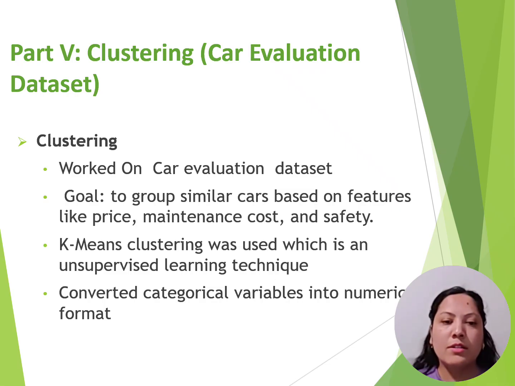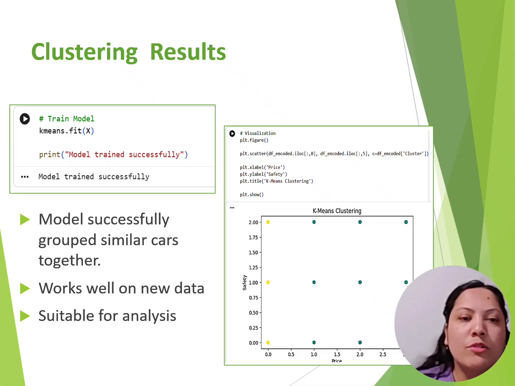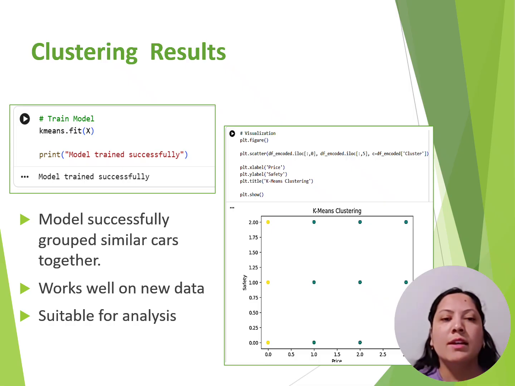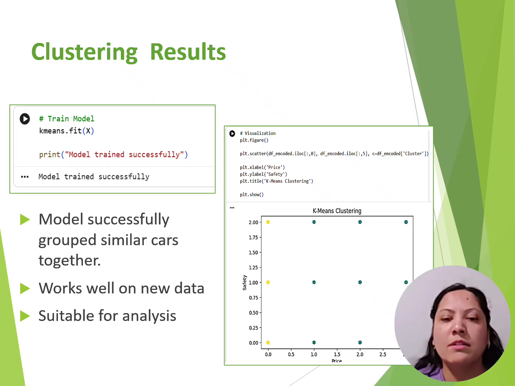The model successfully grouped similar cars together. I also tested the model using new data, and it correctly assigned them to the clusters. So you can see from here that the model trained successfully. I did this in the Jupyter notebook. I also did data visualization, and from the data visualization you can see the k-means clustering picture here.